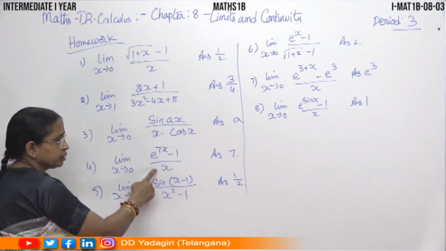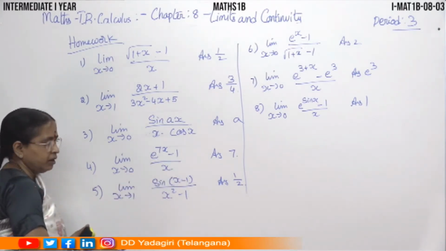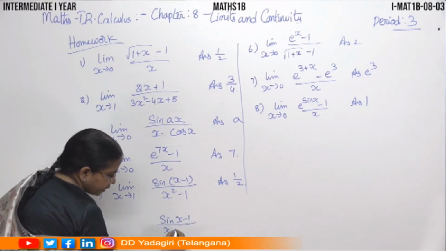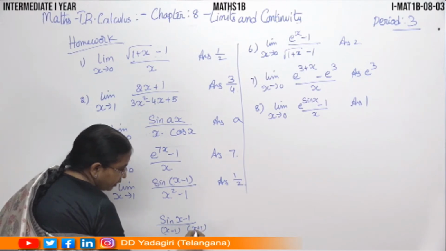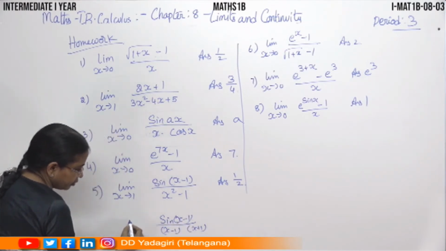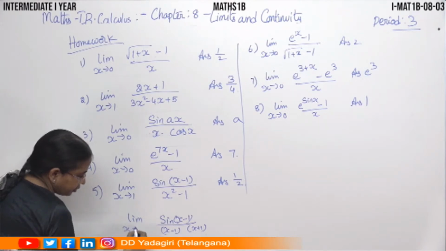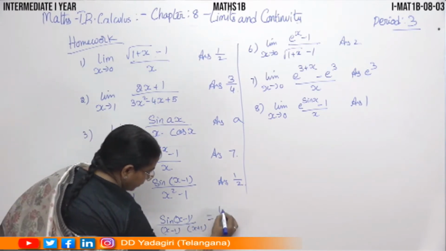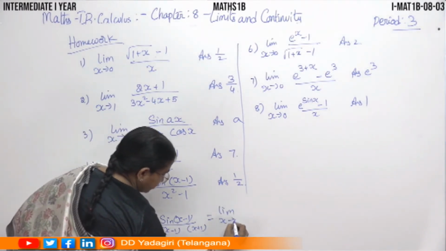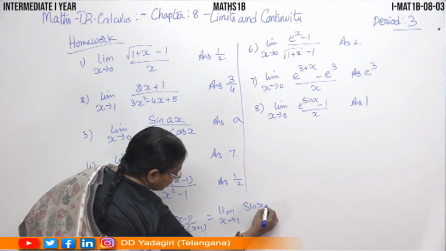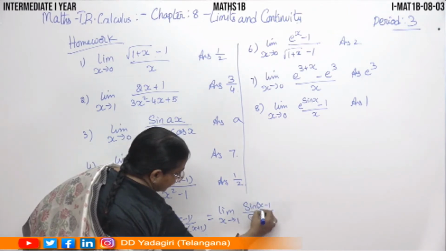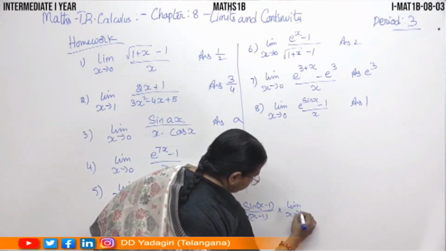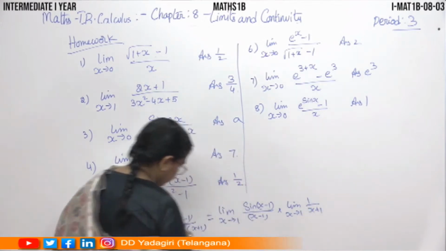Here again to reduce it to the standard form, multiply and divide by 7. And here you will write sin x minus 1 by x minus 1 into x plus 1. So x minus 1 tends to 0. So you will write limit x tending to 1 of this is equal to limit x tending to 1 of sin x minus 1 by x minus 1 into 1 by x minus 1. So into limit x tending to 1 of 1 by x minus 1. So like this you will split.